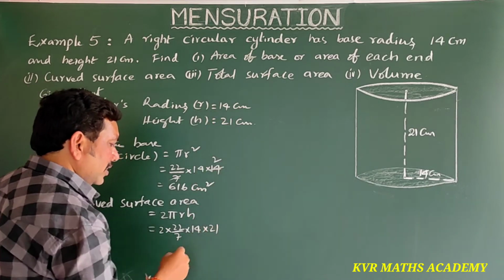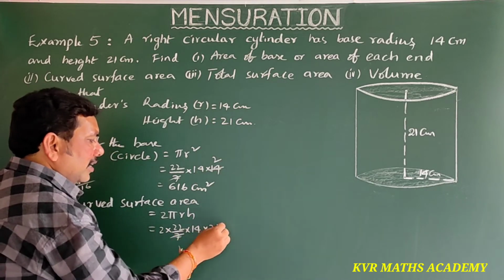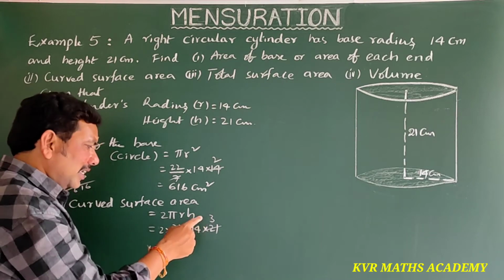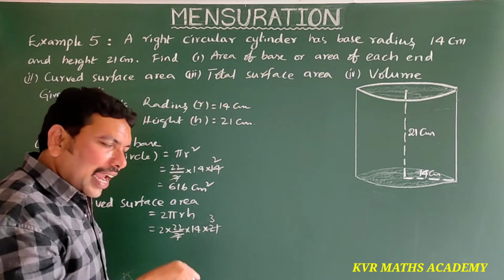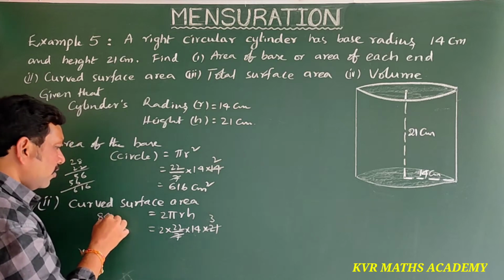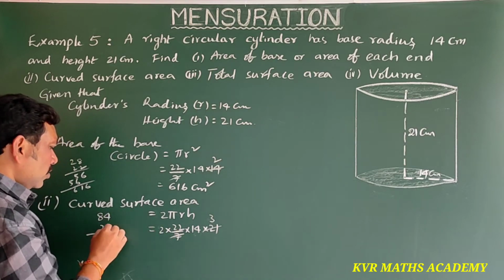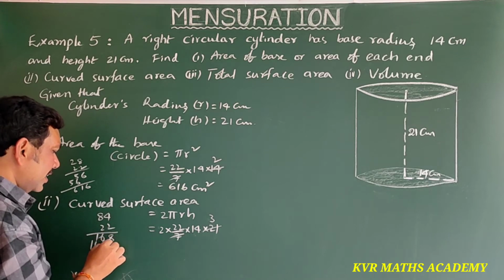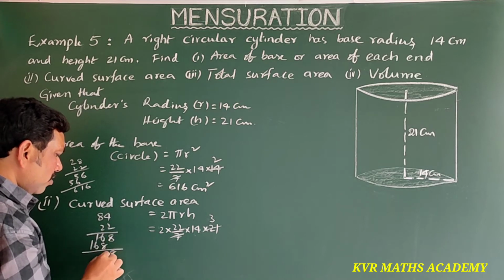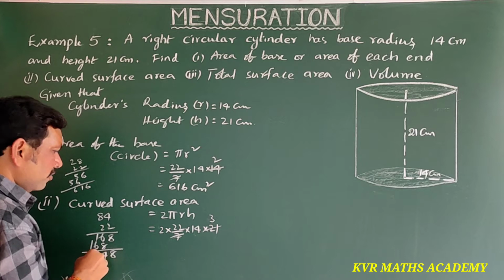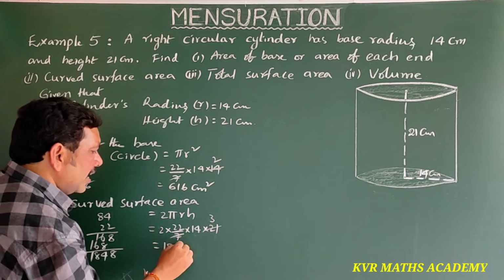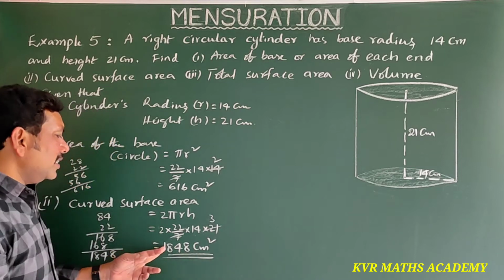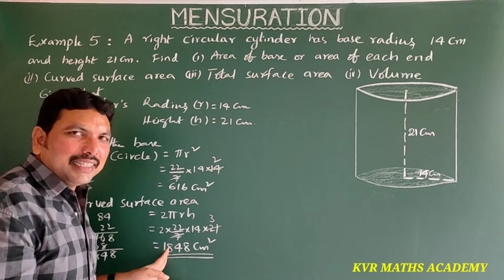21. 7 in 21 how many times? 3 times, get cancelled. 2 3s are 6. 6 14s are 84. Yes, 84 into 22. 2 4s are 8. 2 8s are 16. Again 168. How much? 1848. So that is equal to 1848 centimeter square. So this is curved surface area, CSA.